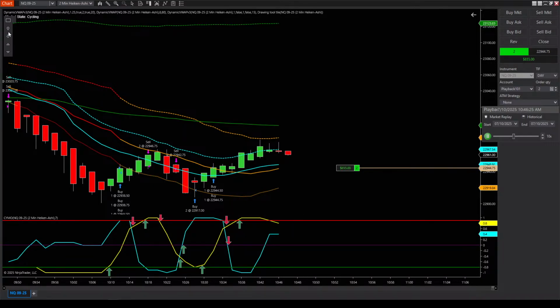So we got the beginning of cycle number 2 right here. And this looks like this bad boy might be fading out pretty soon. I'll just let it run until we get cycle crossing below 0 and done.